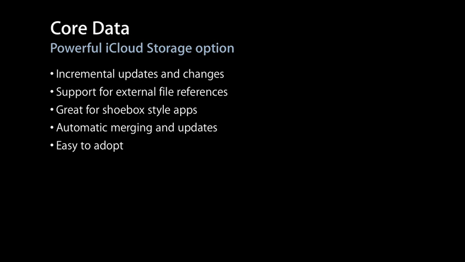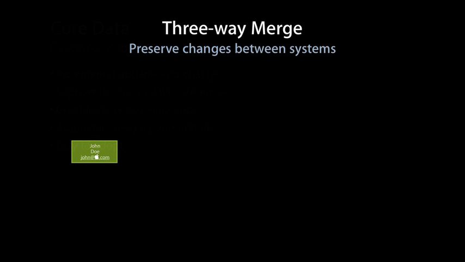But perhaps one of the most important reasons that you'd want to consider using core data is how it handles differences that come in from iCloud. And it does so using something called a 3-way merge. So let's talk a bit about exactly what a 3-way merge actually is.